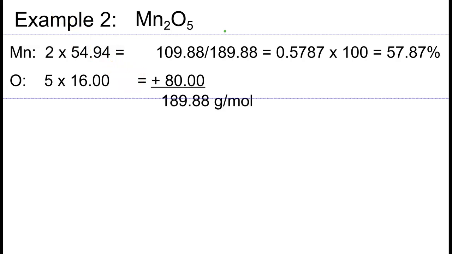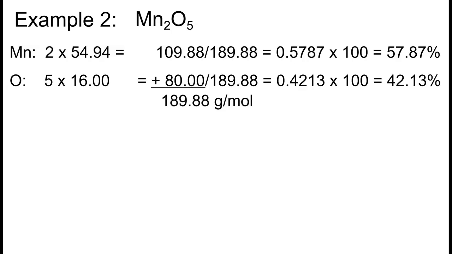For oxygen, 80 is the subtotal divided by the grand total. Again, getting 4 places past the decimal, multiply by 100. And you get 42.13. Again, add those up to make sure they're really close to 100. Again, you must show your work. So your paper should look like this if you want full credit, if you want any credit on this problem. Your paper should look like this for each problem.